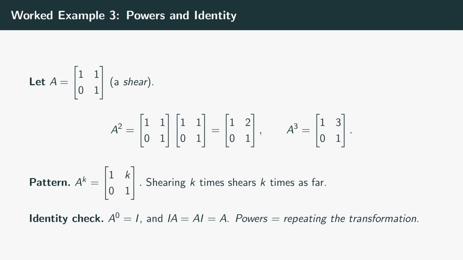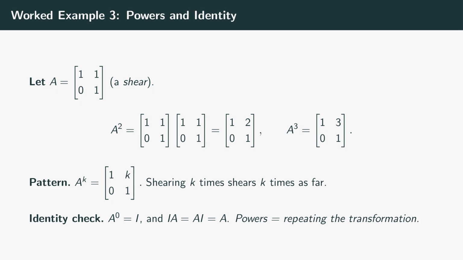A cubed pushes the top right to 3. The pattern is clear. A to the k has the number k in the top right corner, 1's on the diagonal, 0 below. And that makes perfect sense as composition. Shearing k times in a row shears you k times as far. Powers are nothing but repeating the transformation.